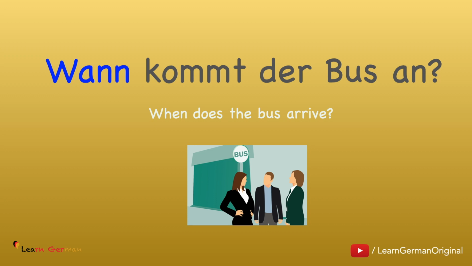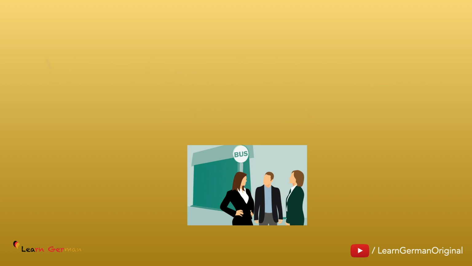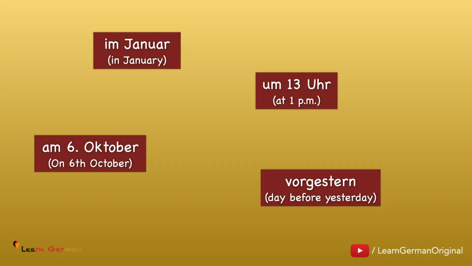These questions, starting with wann, are mostly answered with temporal prepositions or temporal adverbs. Im Januar, am 6. Oktober, 13 Uhr, vorgestern. These are a few examples to answer the questions with wann.